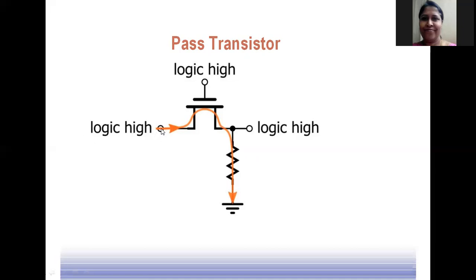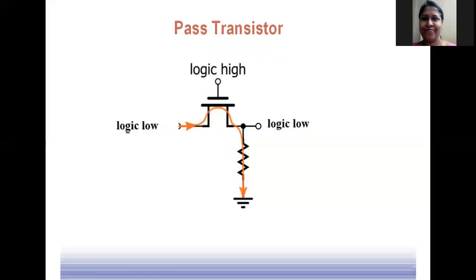When we apply logic high voltage, what happens? This gate, and the other terminal which initially has low voltage, acts like the source. So the voltage difference between gate and source terminal is now greater than the threshold voltage of the MOSFET. Therefore, the MOSFET will conduct and turn on. When it is on, the on resistance is very small. So logic high voltage will be connected to this end through this on transistor, and therefore at this end you get logic high.